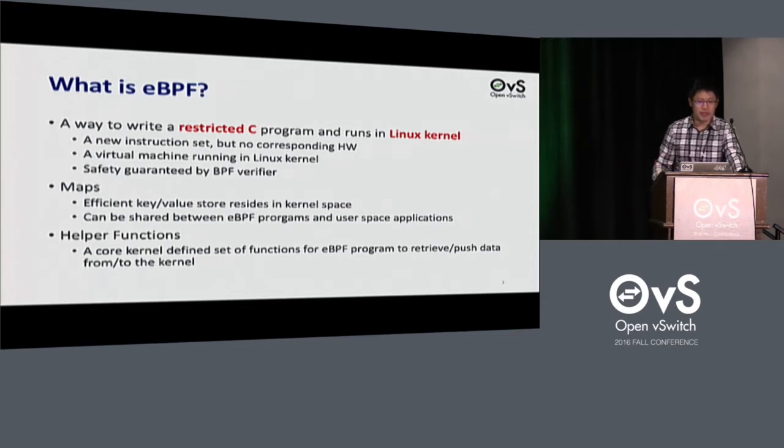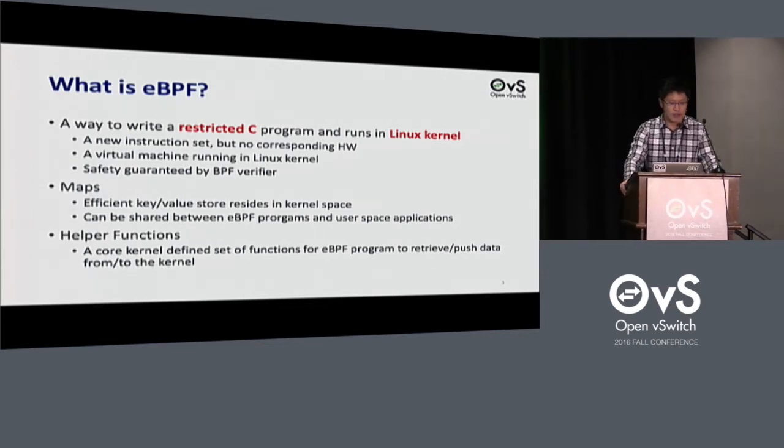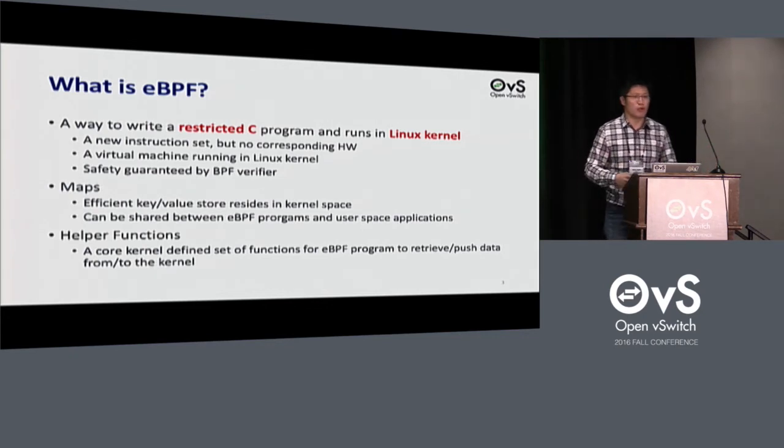It also has maps and helper functions. Maps are just key-value stores inside the Linux kernel, which allow you to share data between different eBPF programs, and between your user space and the eBPF program running inside the kernel. It also provides several helper functions for your eBPF program to interact with other parts of the Linux kernel. For example, if you want to modify the packet headers or do a push VLAN, you need to go through these helper functions and let the Linux kernel do it for you.